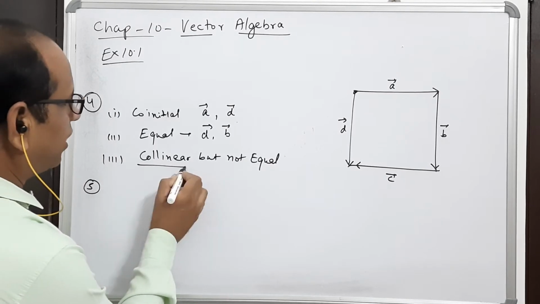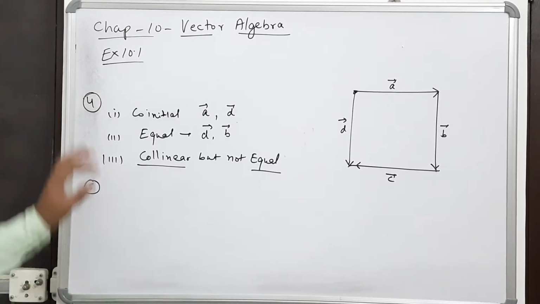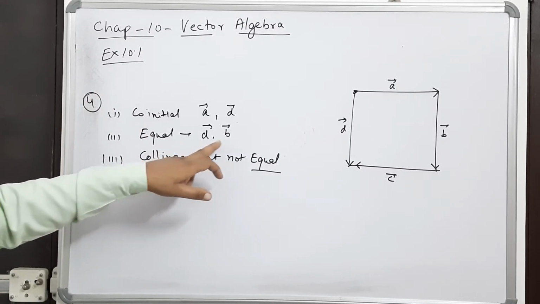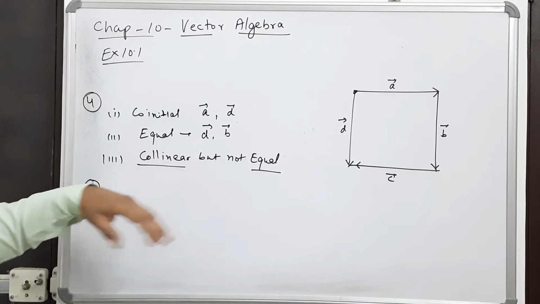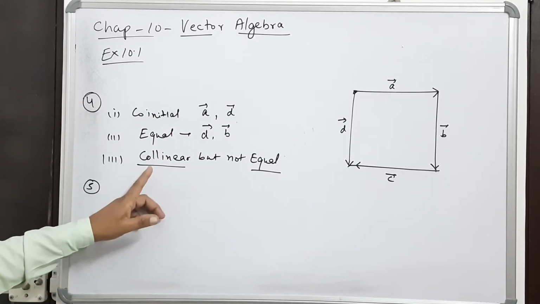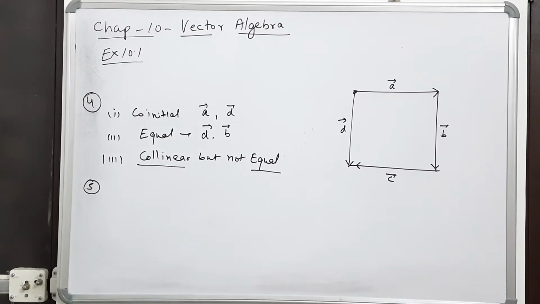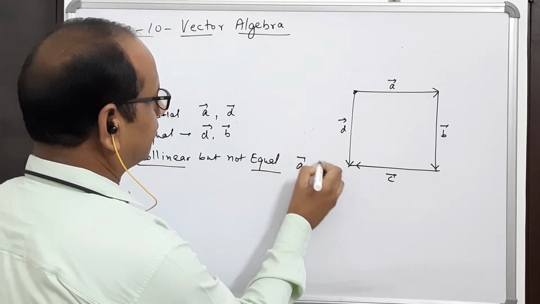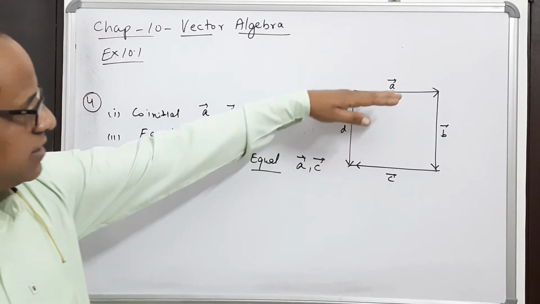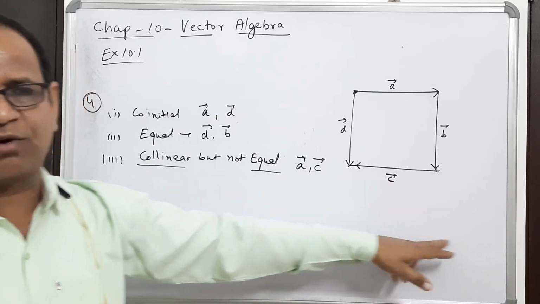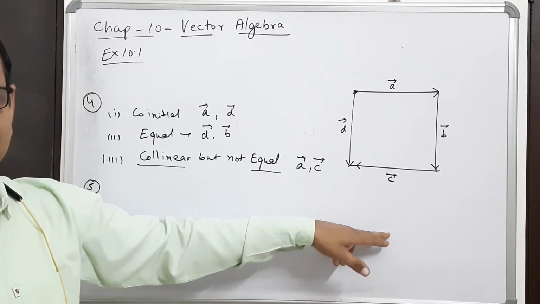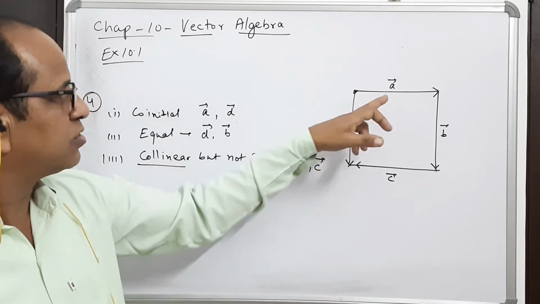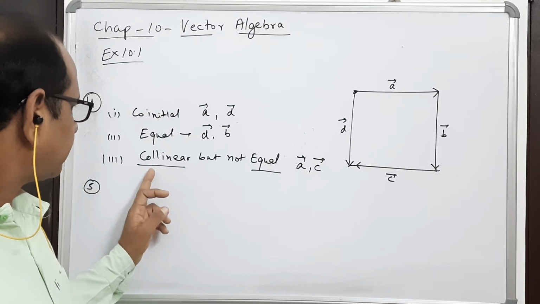Next one is collinear but not equal. Now look at the first two. D and B, these are equal vector as well as they are collinear also. But what is asked here? Collinear but not equal. Now you look at the vector A and vector C. See, these two vectors are parallel to the same line. If I draw a line here parallel to C vector, then definitely A vector will also be parallel to that particular line. So we can say A and C are collinear but not equal.